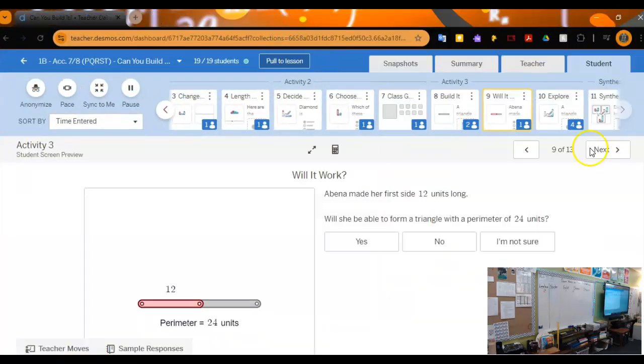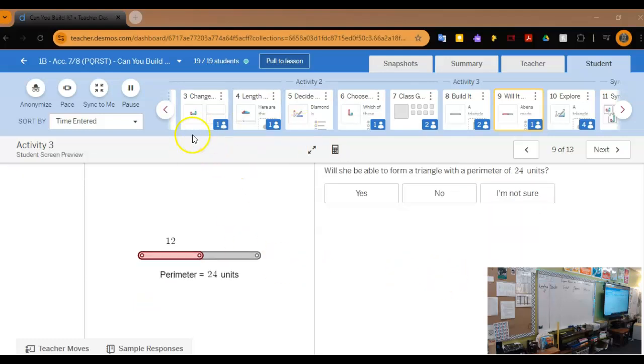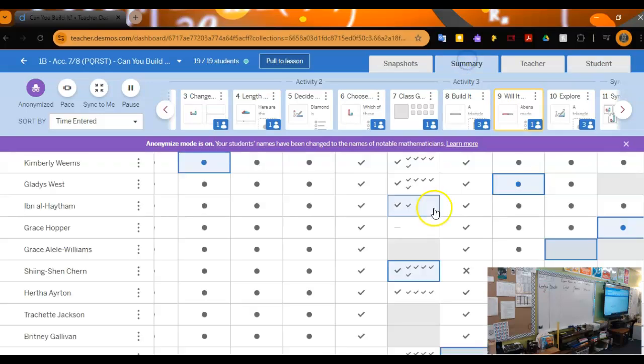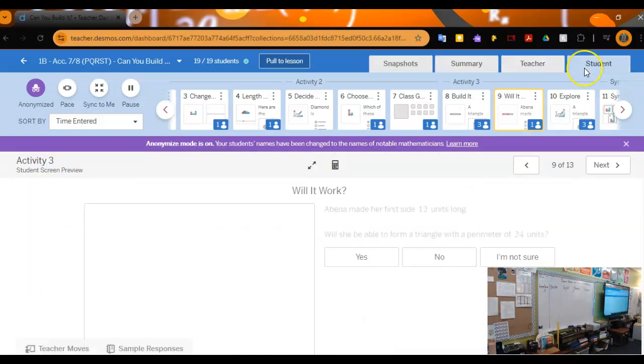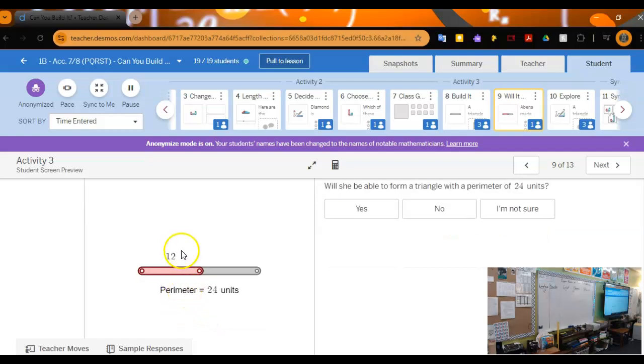All right, so this is an interesting slide that I think we should talk about for a moment. Now, a few of you are back here before me, but I think most of us are figuring this out and we're just taking different paces to get through it, or some of you are bouncing around. It's honestly a lot to keep track of. Because, guys, you're all anonymized now, but my summary view shows exactly where you are, and you're bouncing back and forth. But, all right, so here, Abina makes her first side 12 units long. She would like her perimeter to be 24. So, let's say this is our 12.